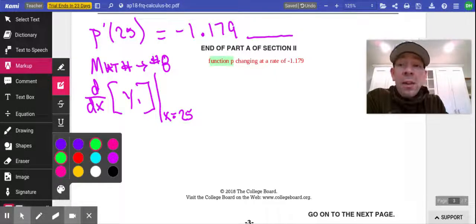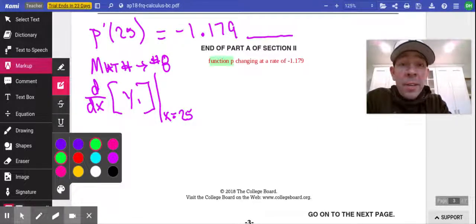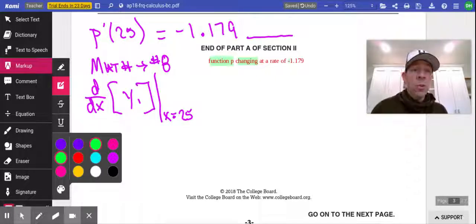I do like the word changing. I could have said decreasing, but the key is that if I said decreasing right here, then I wouldn't have this little negative sign in there. So the word changing is a neutral word for me. That's really not saying increasing or decreasing. I'm going to let the sign of this number right here tell the reader whether it's increasing or decreasing. A couple other things I don't have.